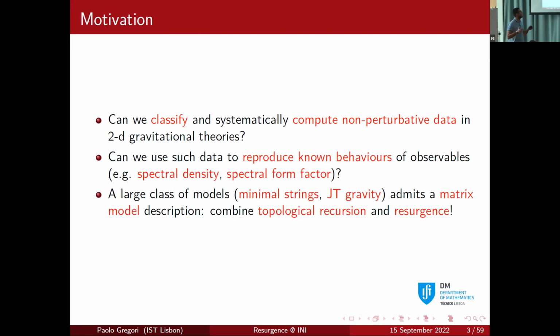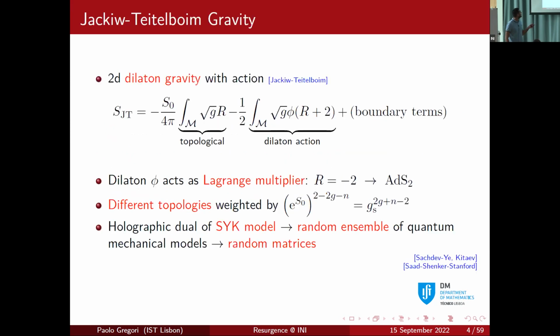We started by considering a large class of models: minimal strings and JT-gravity, also multi-critical models. These models are particularly easy to study because there is an underlying matrix model description. So we can use tools like topological recursion and other techniques by resurgence that were already established in the literature to study these kinds of models.